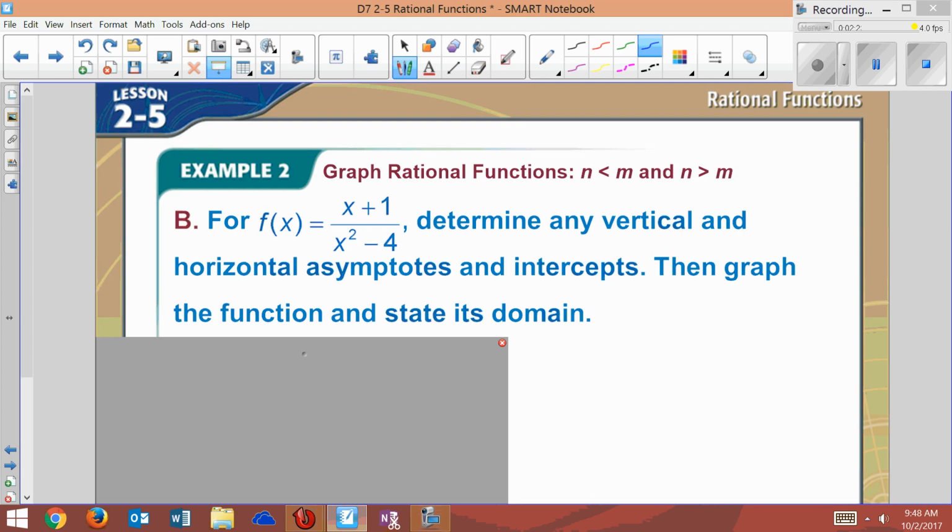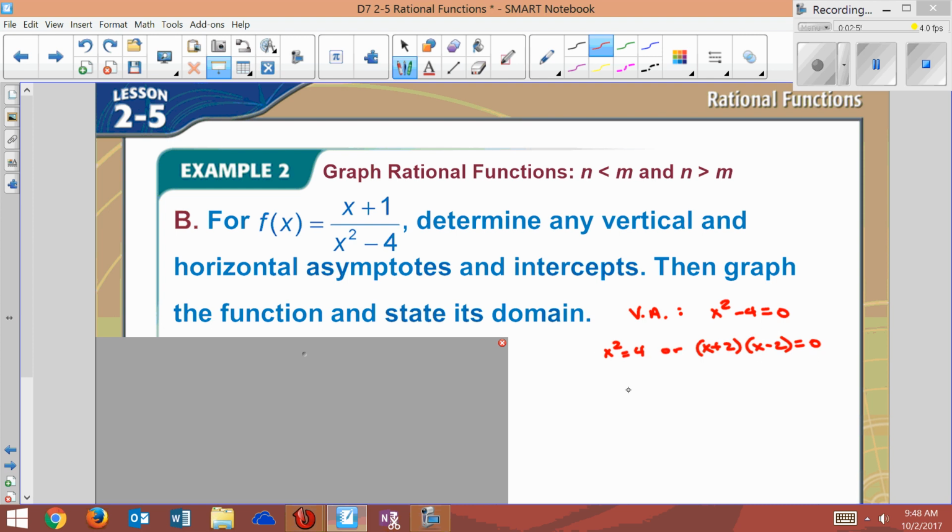Okay, this one. Let's go through these again. Vertical asymptote first. To solve for the vertical asymptote, you set the denominator equal to 0. So x squared minus 4 equals 0. This, if you don't know, is a difference of squares, because both terms are squared and there's a negative between them. So you could factor this. You could say that it's x plus 2 times x minus 2 equals 0. Or you could also say that x squared equals 4. So you can solve it either way.